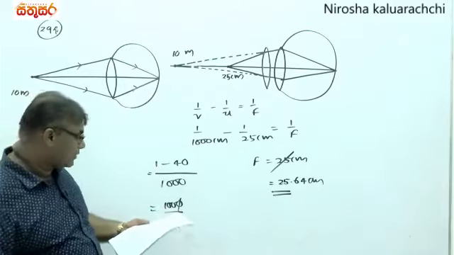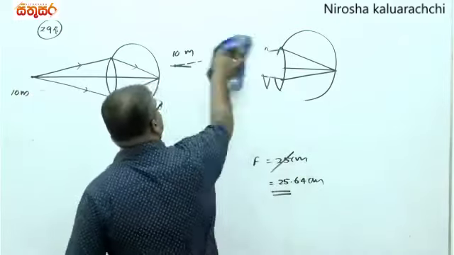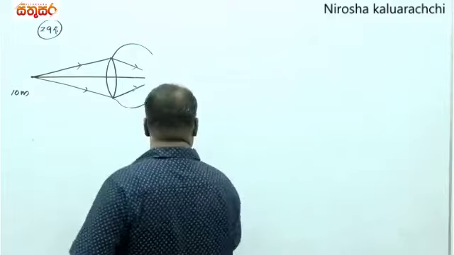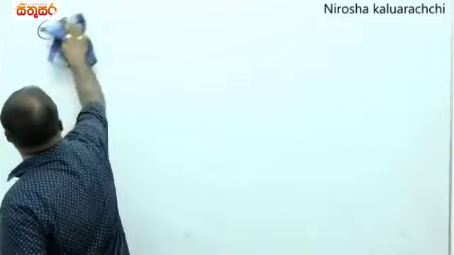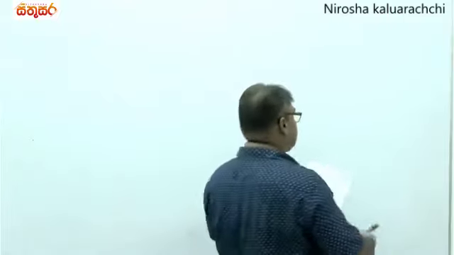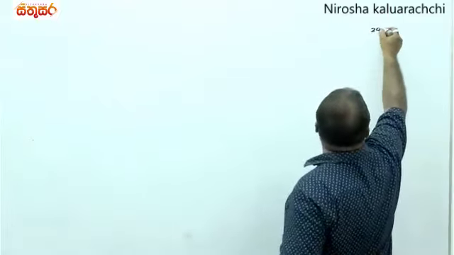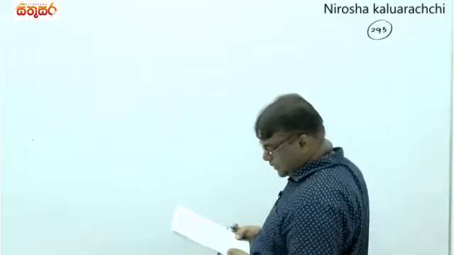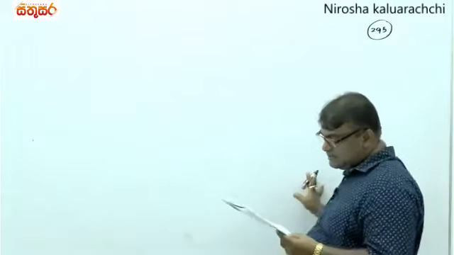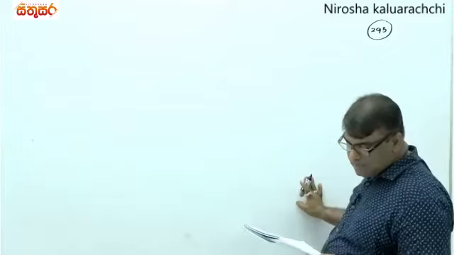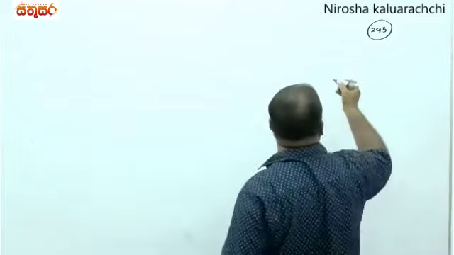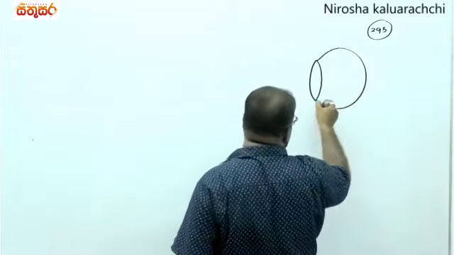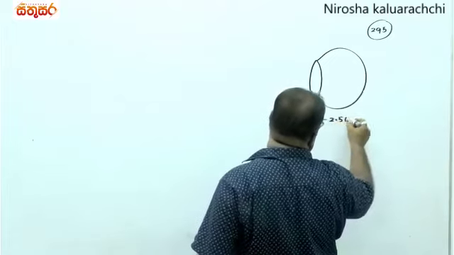Right, next one, 295. The diameter of the eye lens is 2.5 centimeters. Diameter of the eyeball is 2.5 centimeters.